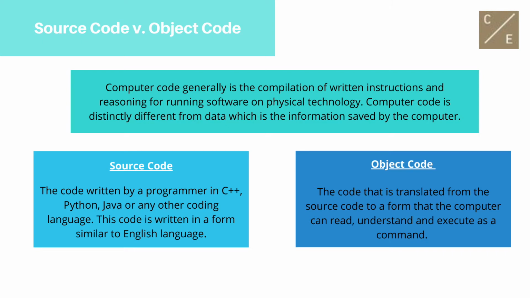So source code is the code written by a programmer in C++, Python, Java, or any other coding language. This code is written in a form similar to English language, and this is what is regulated. Object code, on the other hand, is the code that is translated from the source code to a form that the computer can read, understand, and execute as a command.